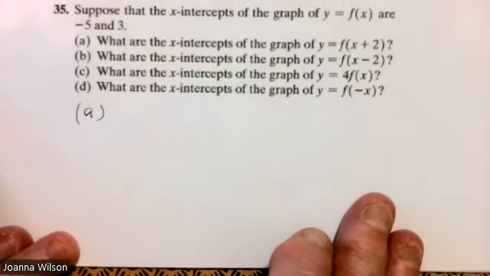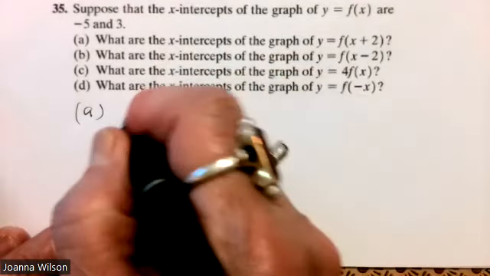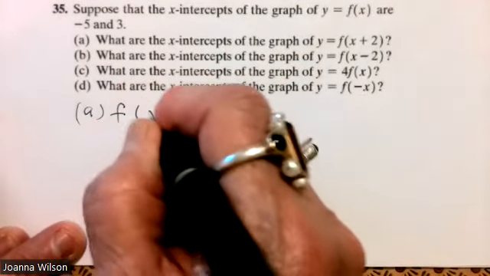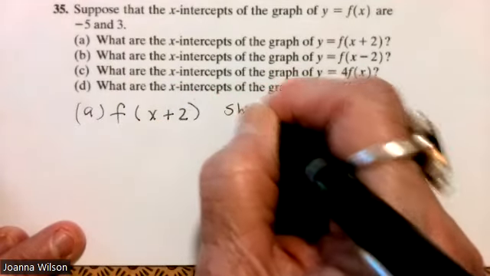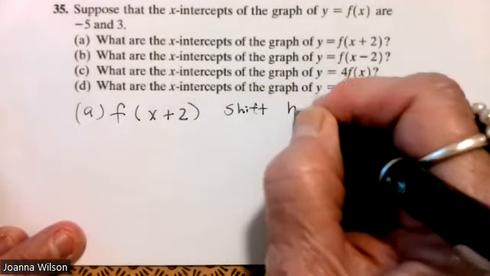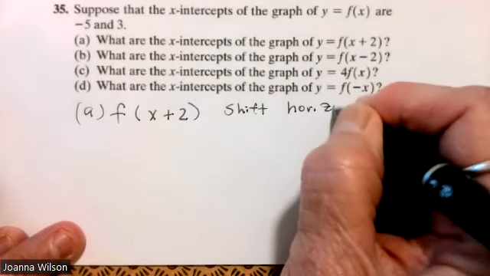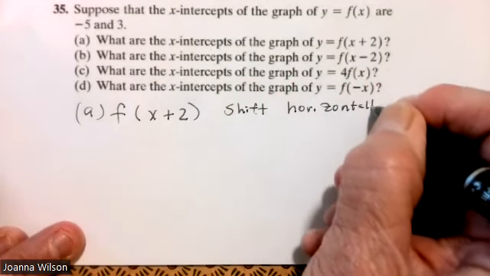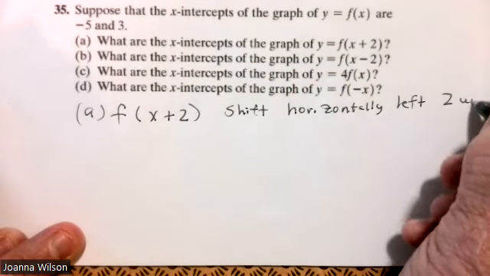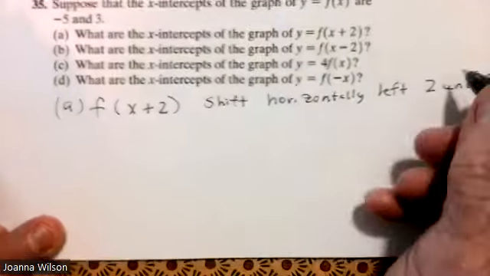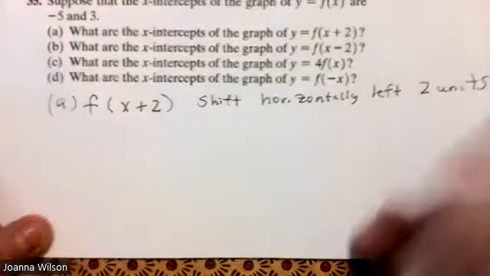Move this up so we can see it. Okay, so we're talking about f of x plus 2. Well, this is going to shift horizontally left 2 units. And that's because we're adding inside the grouping symbol.